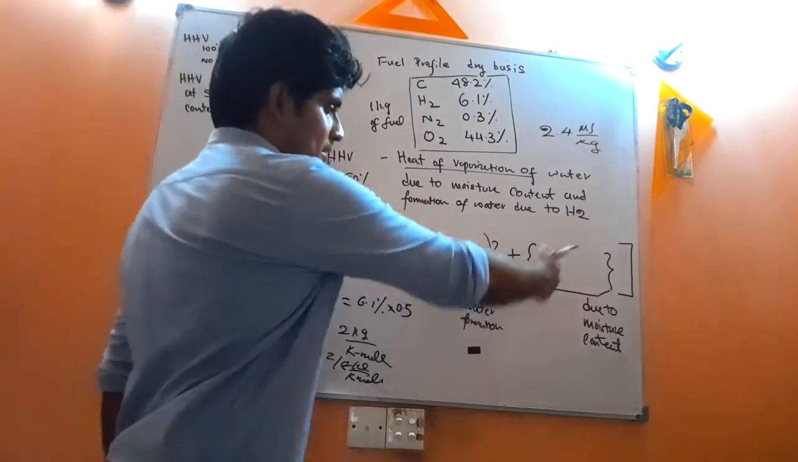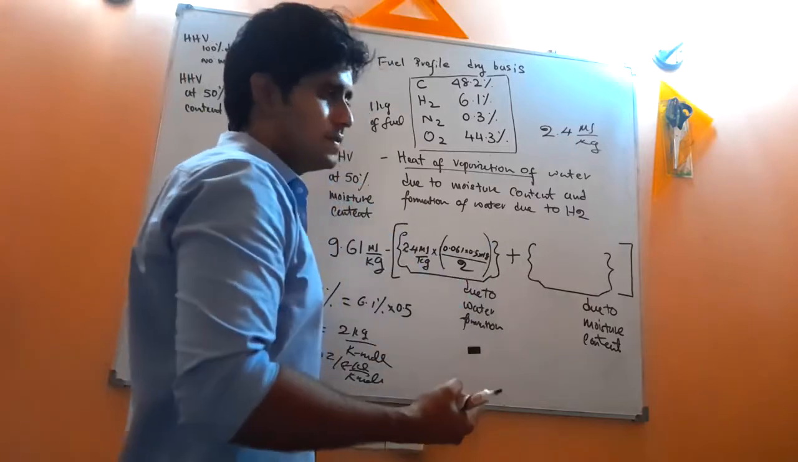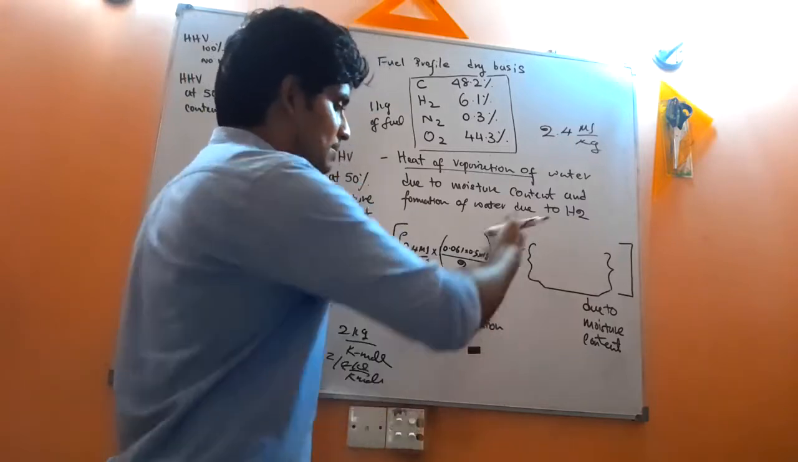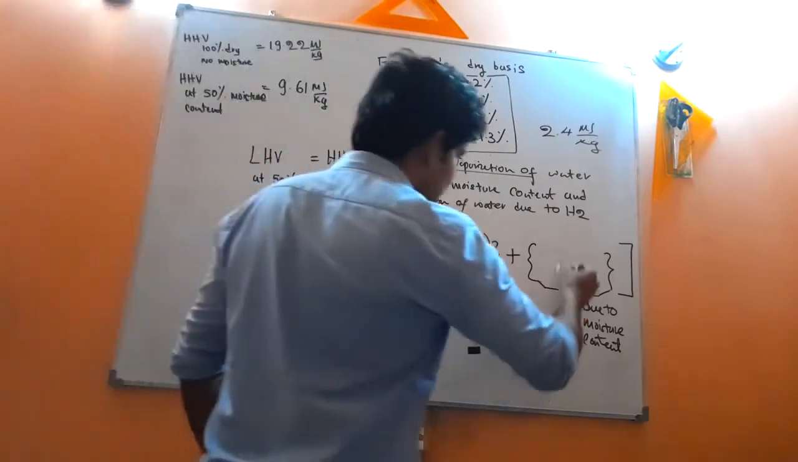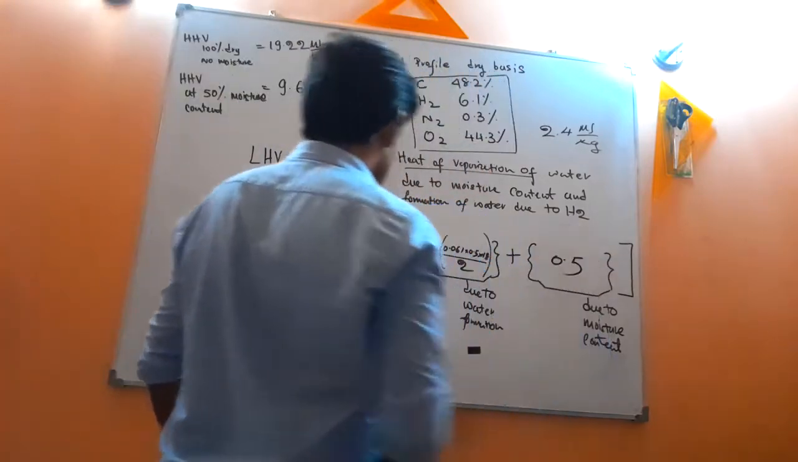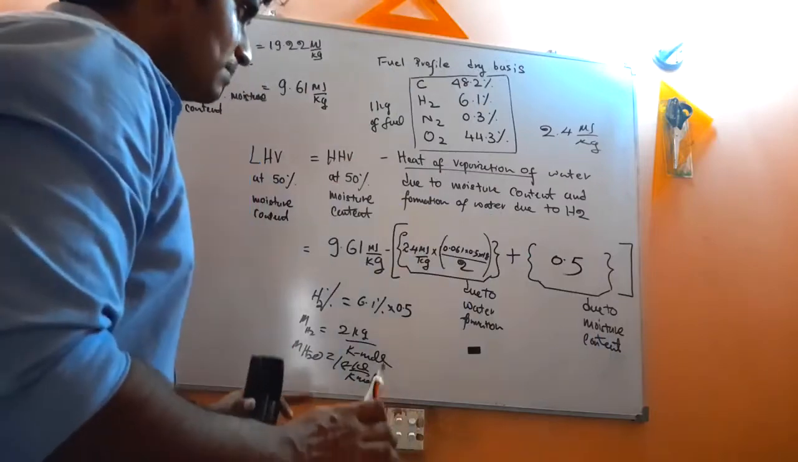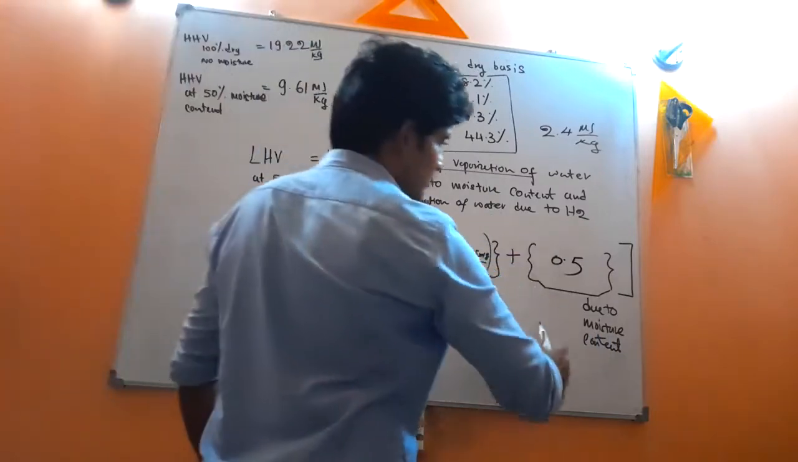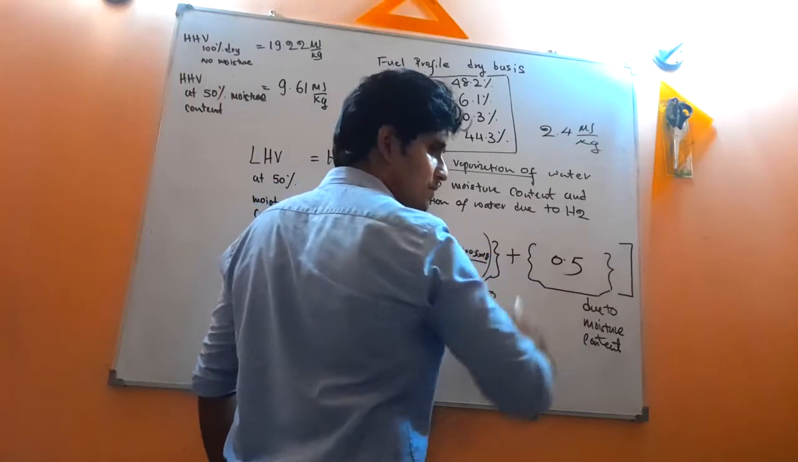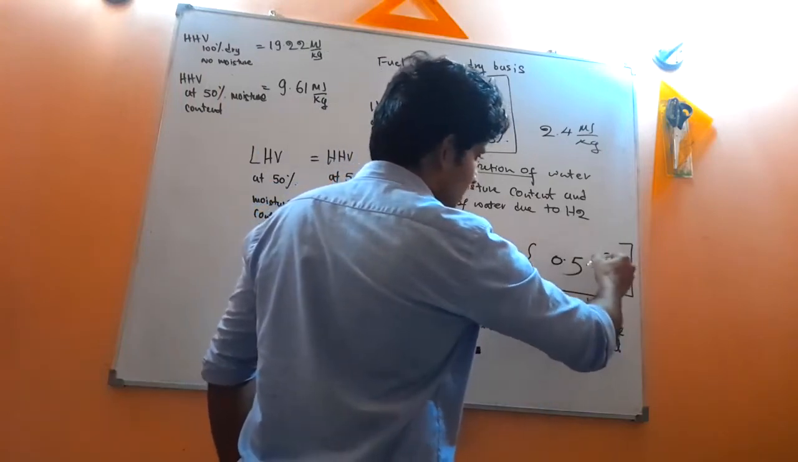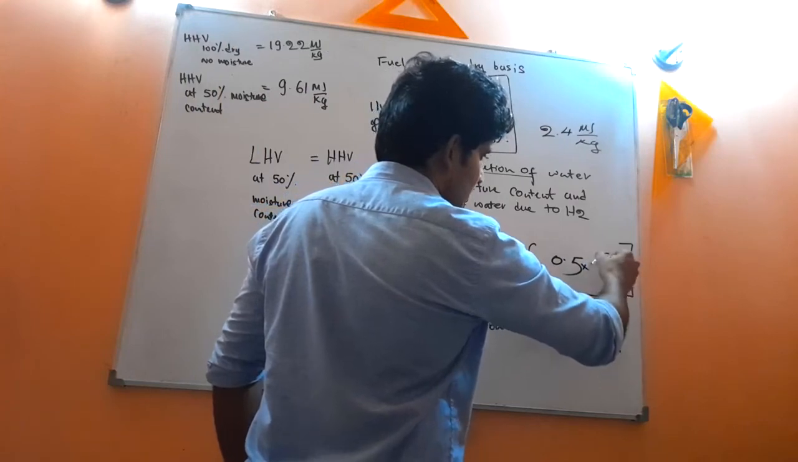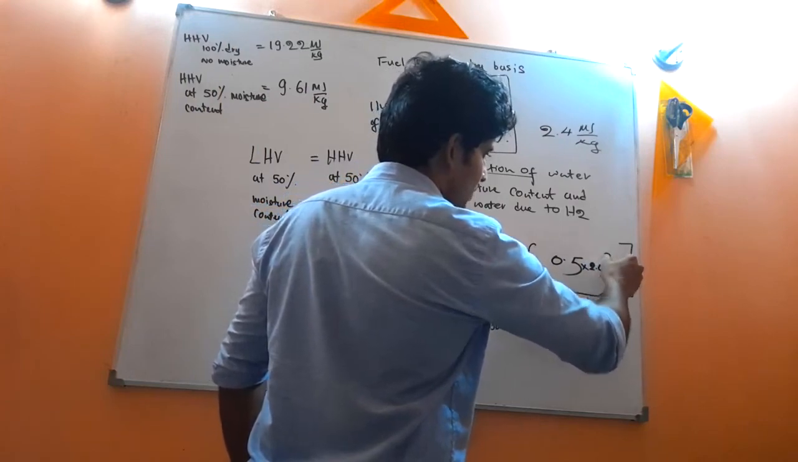Then the next part. What is the amount of moisture that is there because of the moisture content? 50%. That means simply it is 0.5, right? So now you know the things, but you have to multiply. Now this is the amount of water percent, 0.5 kilograms. So you have to multiply this with the heat of vaporization of water, which is 2.4, right?